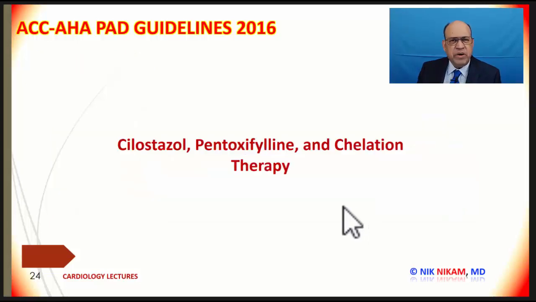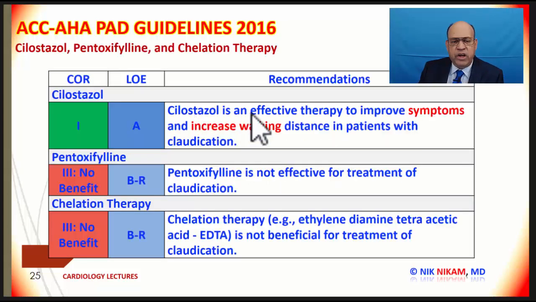Now let's talk about some of the drugs that are used for symptomatic relief. Among them are cilostazol, pentoxifylline, and chelation therapy. Cilostazol has been around for a while, and it has been shown to improve symptoms and walking distance in patients with intermittent claudication. One contraindication we need to remember is cilostazol should not be used in patients with evidence of congestive heart failure. Next, pentoxifylline is not effective in treatment of claudication.